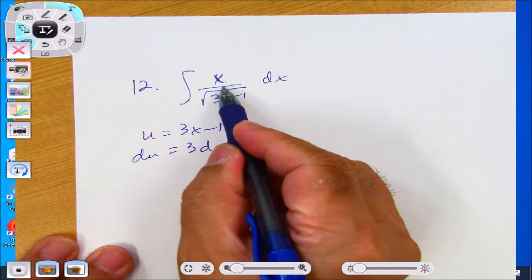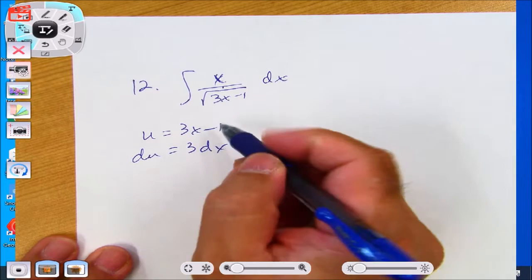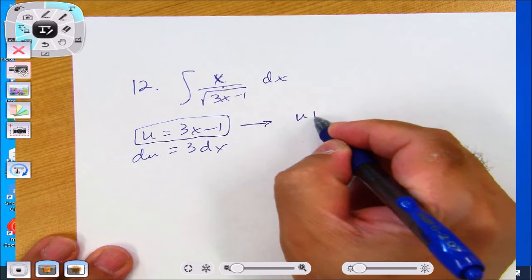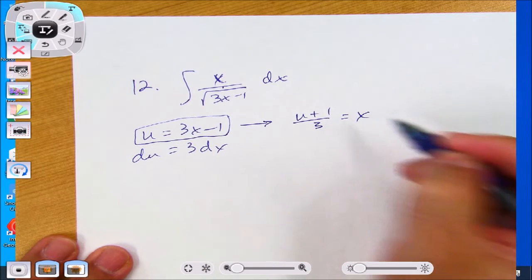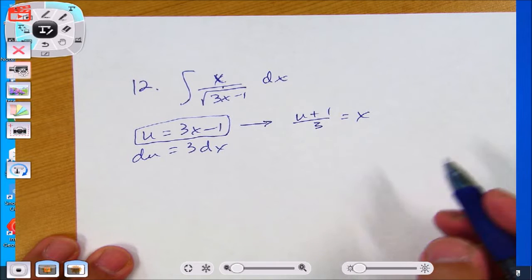And I see there's still an x, and I don't have an x here. When you see that happen, what you want to do is solve this equation for x. So that's going to be u plus 1 over 3 equals x. Yes? So I put that in for both x's whenever I started to put it back in. Okay. Is that bad or good? Well, it depends on what you end up simplifying to.